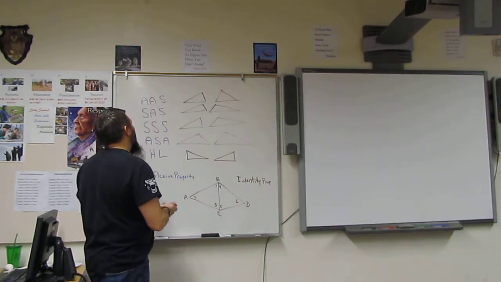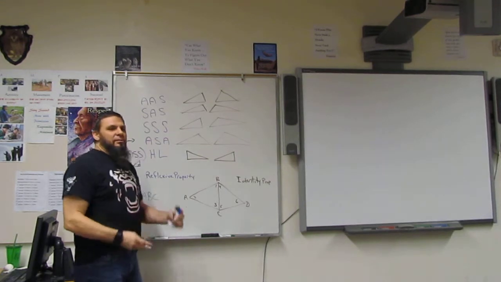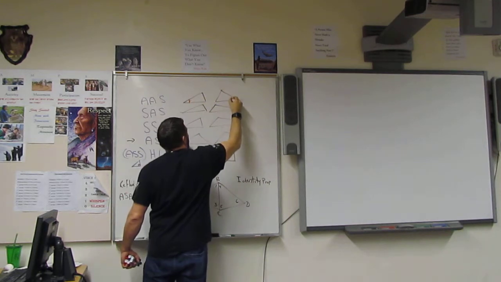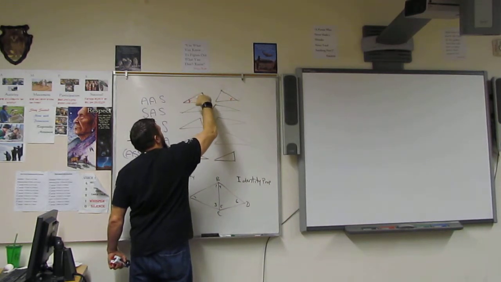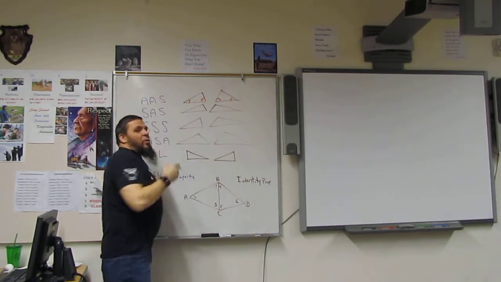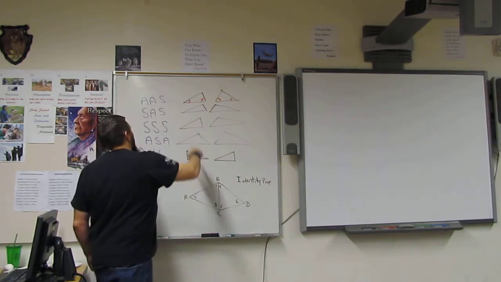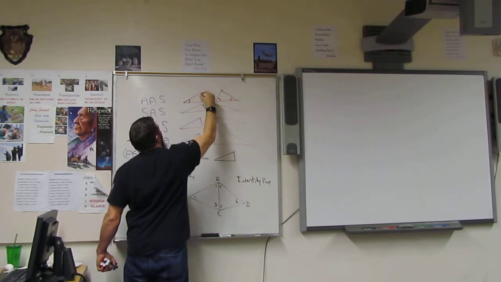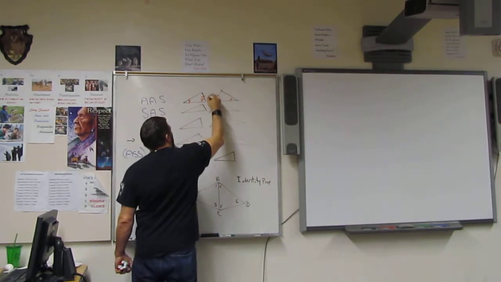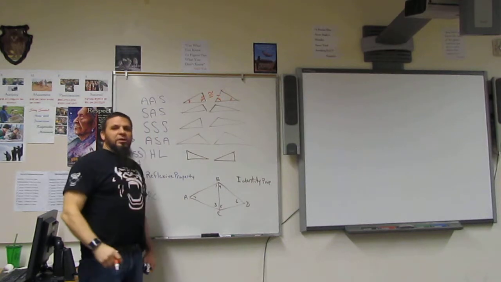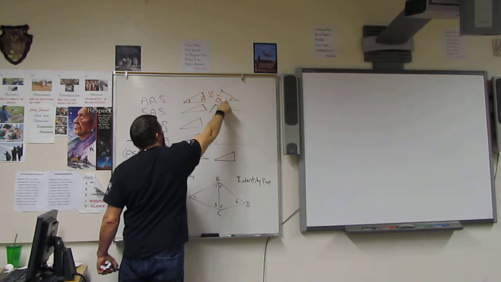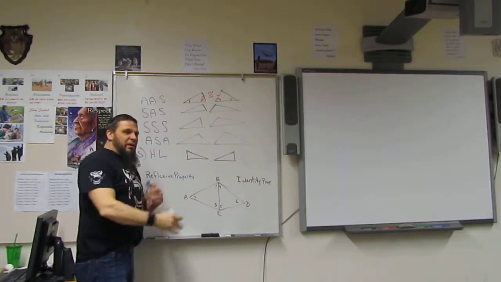Let's do this. Angle, angle, side. Meaning, if I have an angle that's congruent to another angle, and another angle that's congruent to another angle, which is preceded an angle and an angle, then a side, which is congruent to another side. That means that these two triangles are congruent. Angle, angle, side, angle, angle, side. So they have to follow each other in that order.